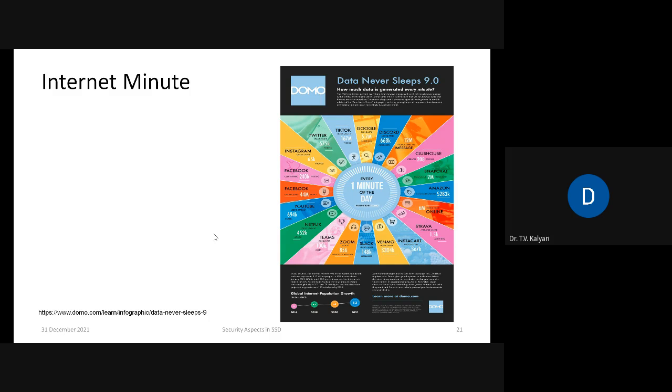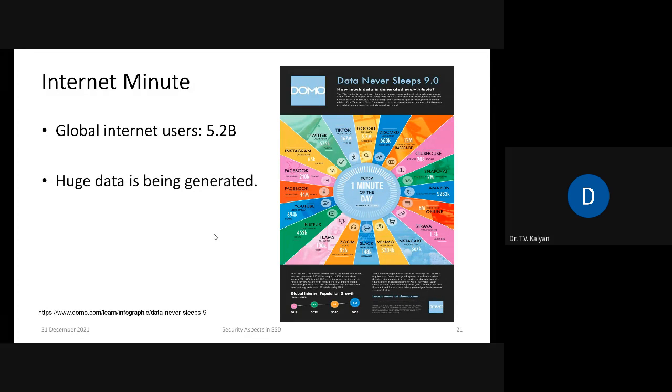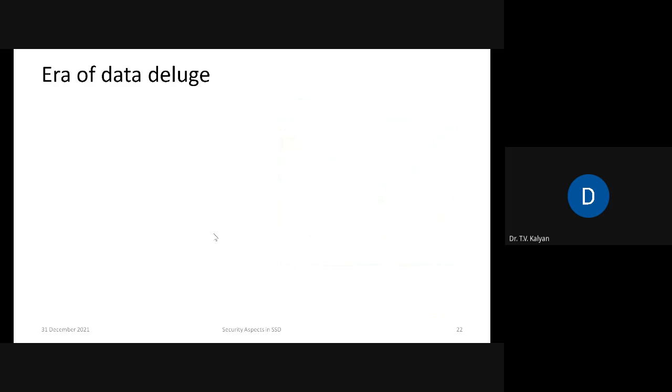Now, all this, like I said, is because global connectivity has increased. The overall internet users across the planet are now 5.2 billion, and every activity that they do generates data, right? Now, to support such huge data that is generated, organizations need to be equipped with efficient storage systems.